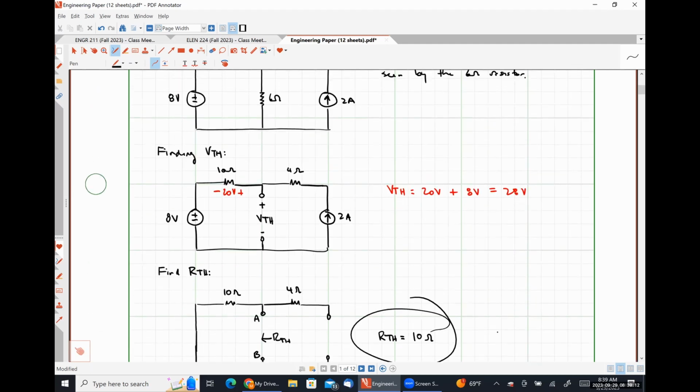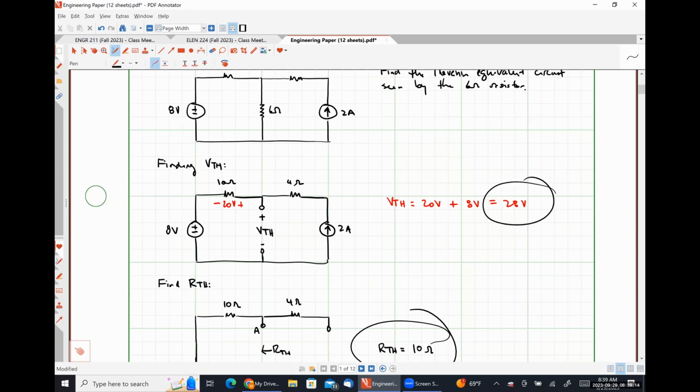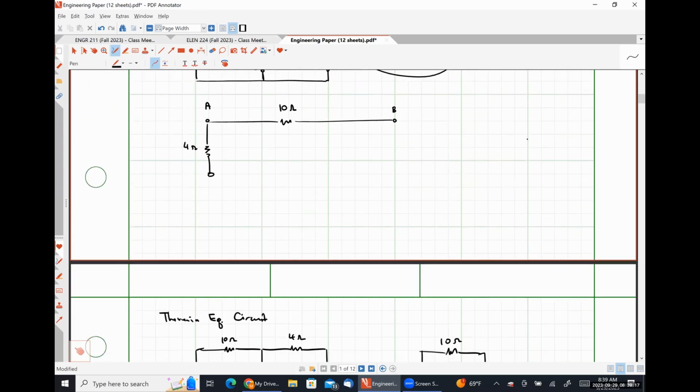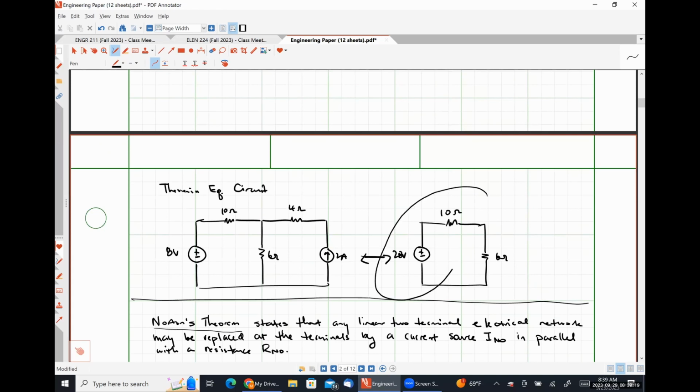Just like here, I found the Thevenin equivalent voltage and the Thevenin equivalent resistance, and put them together to get the Thevenin equivalent circuit, because all I need to find for a Thevenin equivalent circuit is a voltage source and a resistance. So Thevenin's theorem, just to rehash, states that I can replace any two-terminal electrical network with a practical voltage source. Norton's theorem states that I can replace any two-terminal electrical network with a practical current source.